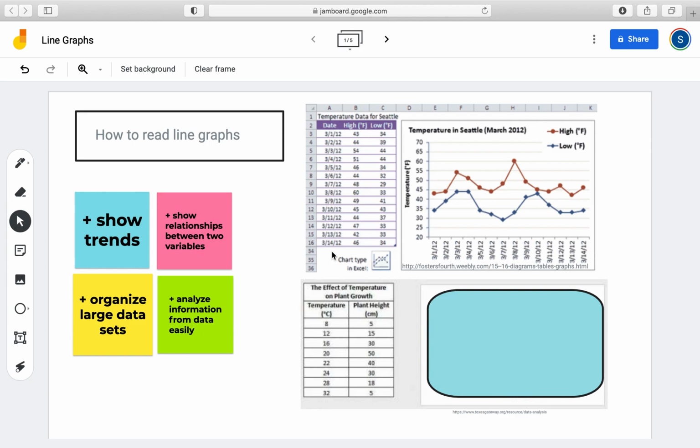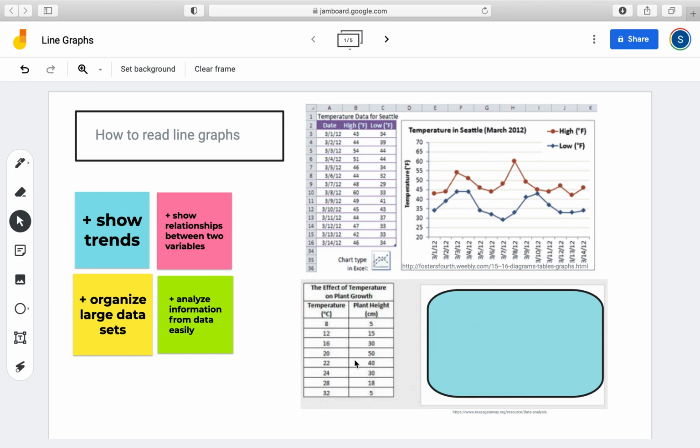So let's say you want to plan a trip to Seattle when it is a little warmer. You would look at the data, you would see the high temperatures. The highest one is around 60 degrees Fahrenheit around March, and that's when you would plan your trip. So as you can see, graphs are very helpful in organizing data sets.